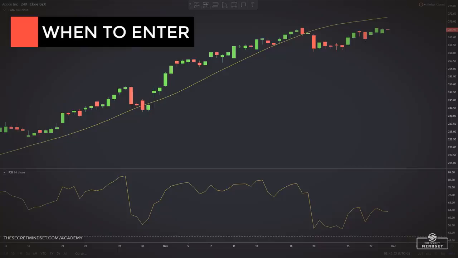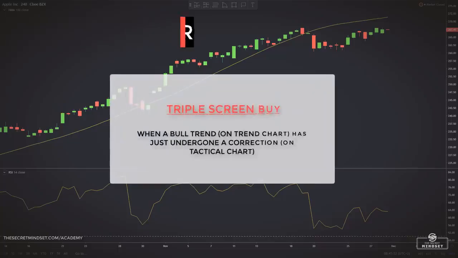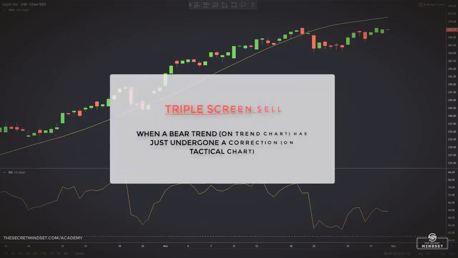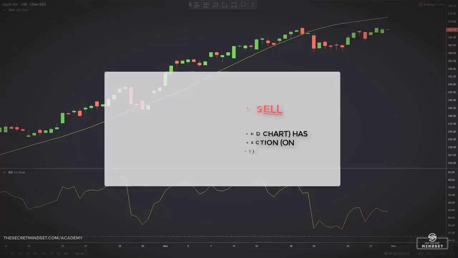The time to buy in a triple screen is when a bull trend has just undergone a correction and is beginning to turn up again. Conversely, the time to sell in the triple screen is when a bear trend has just undergone a correction and is beginning to turn down again.